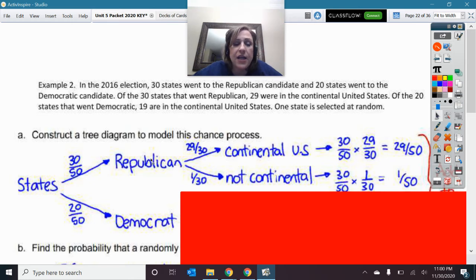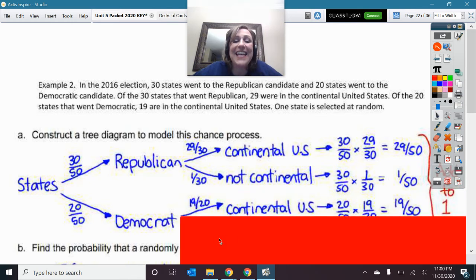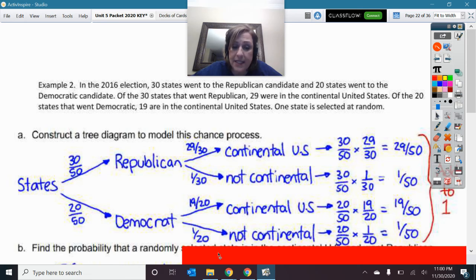All right, next, conditional upon if you are one of the 20 states that went Democrat, that had the Democratic candidate, then here's your results. 19 of those 20 were from the continental United States, and 1 of those 20 was not. Okay, well, be aware that those are different probabilities. You know, this Republican 1/30th is a smaller amount than the Democratic 1/20th. Okay, so that affected these probabilities over here.